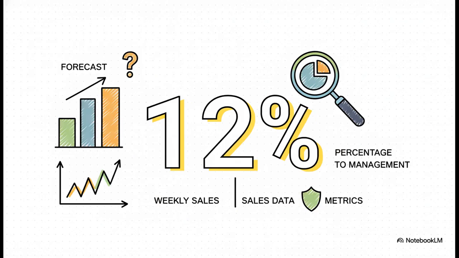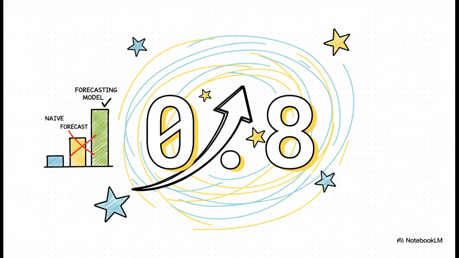Next, we calculate MAPE, and we get 12%. Now, this is the number you can take to your boss or put in a presentation. It translates everything into a simple percentage. On average, our weekly forecast was off by about 12%. Easy to understand, right? And finally, the moment of truth.